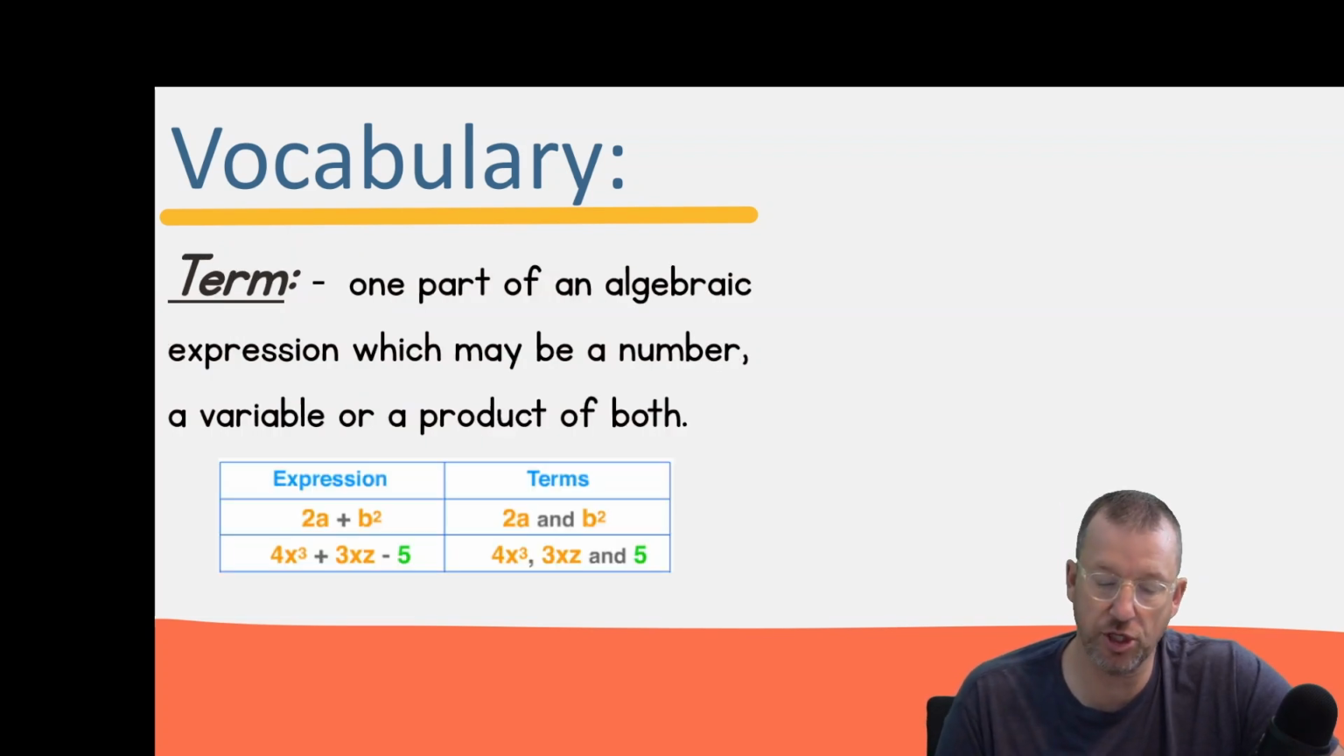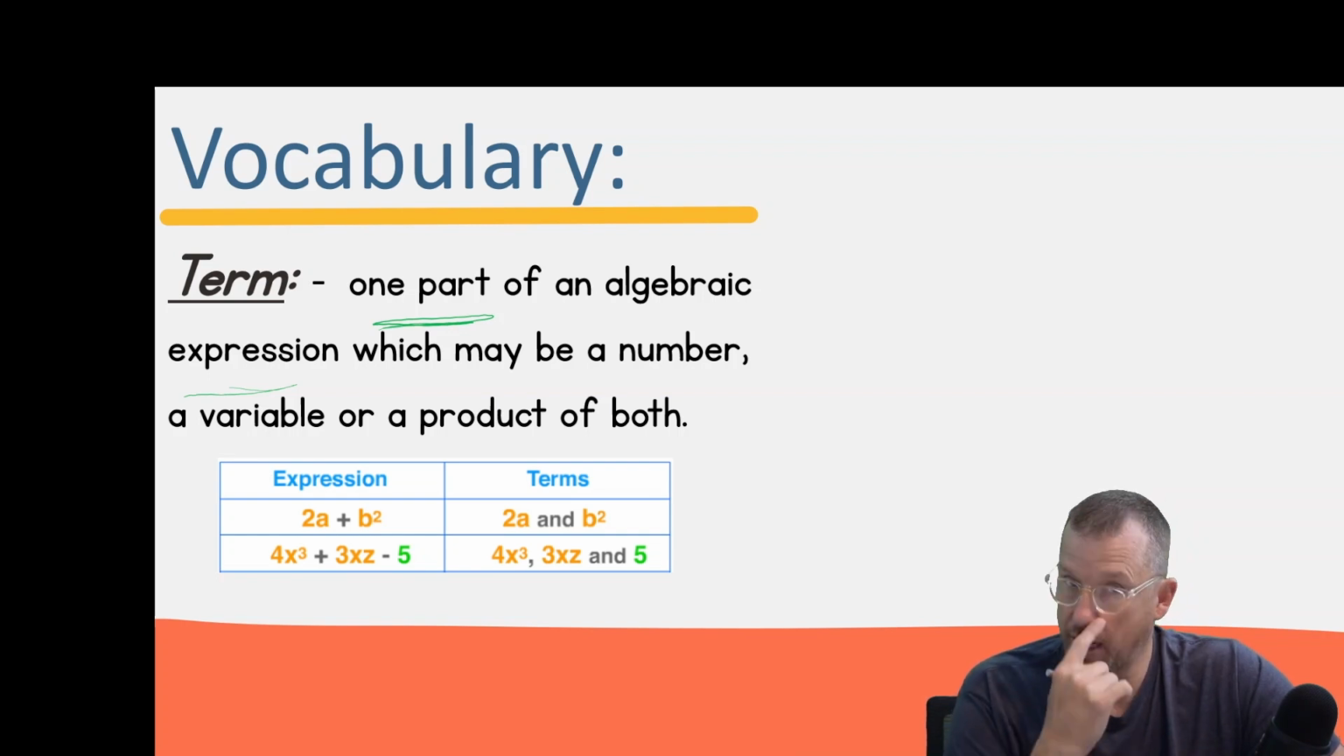Okay, now the next one is a term. When we have an algebraic expression, that is numbers with variables, which we're going to get into in a second, those are separated into terms. So I want you to look at this. A term is one part of an algebraic expression, which may be a number, a variable, or a product of both.